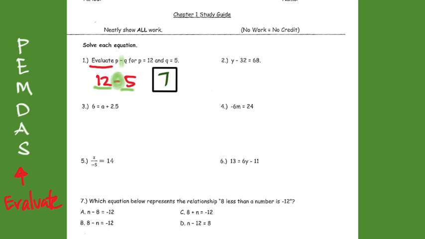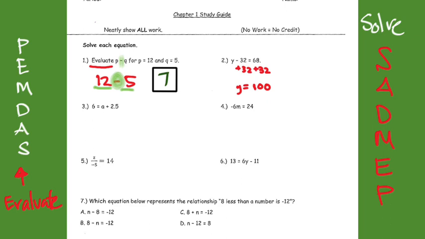But the rest of this page is solving. And when I solve, I go backwards. SADMAP. I see if I can subtract or add anything first. Then can I multiply or divide anything? And then I resolve any exponents and parentheses. That's if I'm solving for a variable, not evaluating for one side of an equation, which we'll see in a little bit. So number 2, I have to use my inverse operation of adding 32 to both sides.